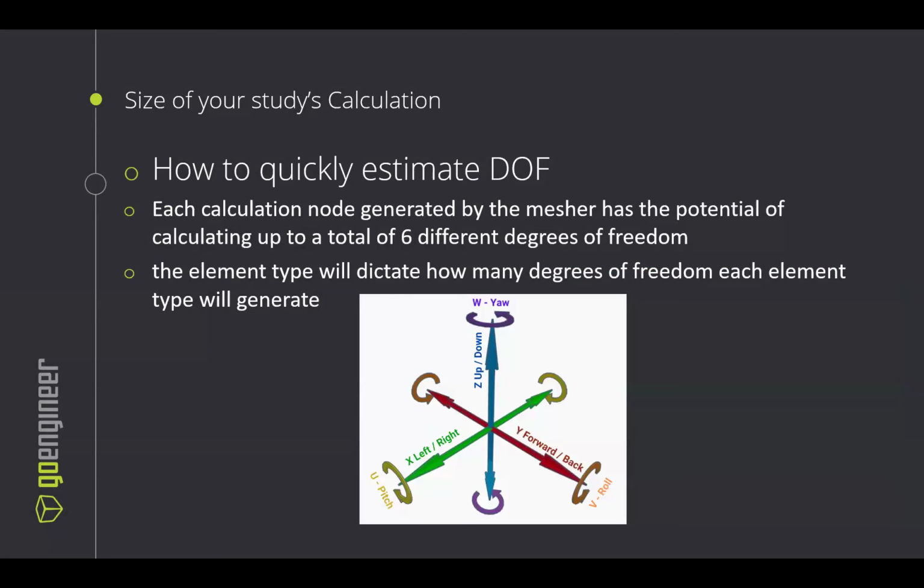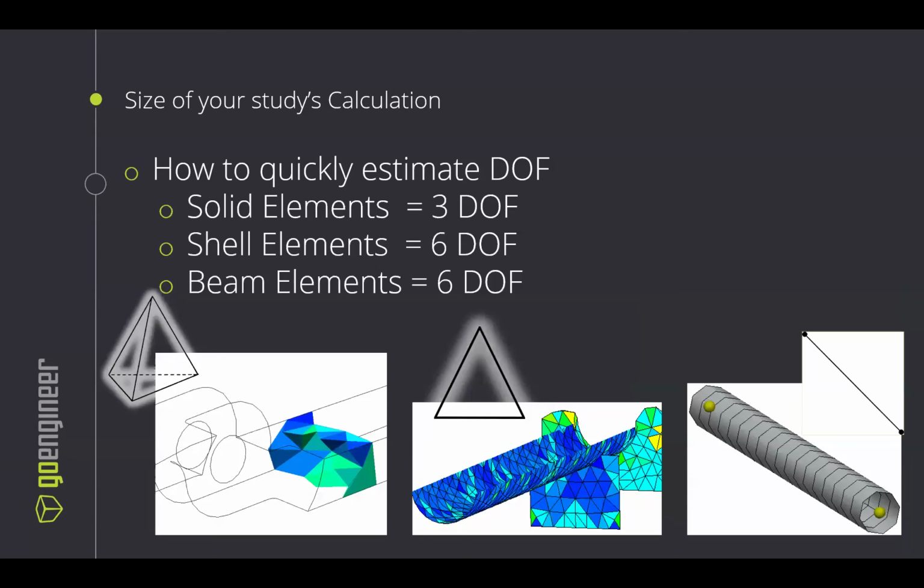So let's figure out how we can estimate that value before running a large-scale simulation. Each calculation node generated by the mesher has the potential of running up to 6 different degrees of freedom. It depends on the element type as to whether we're going to do 6 degrees of freedom per calculation node or less. This is the breakdown. If you're doing a lot of prismatic modeling, a lot of blocky components where you're using solid elements, then you're going to be running 3 degrees of freedom for each calculation node. If you are using weldment applications and you're using beam elements, or if you're using 2D shell elements, you're going to have to calculate 6 degrees of freedom for each of those individual nodes. I'll leave that as a reference.